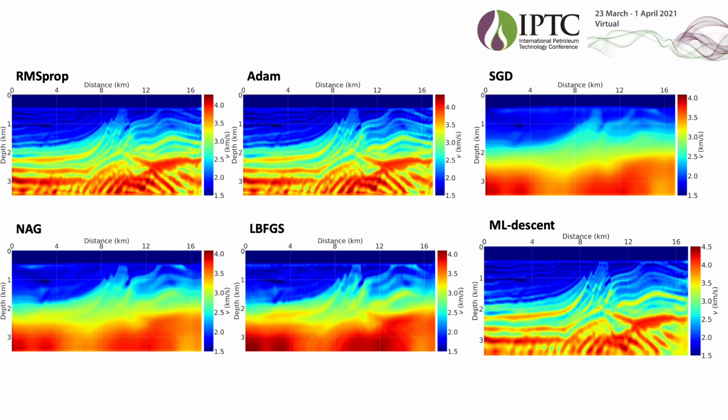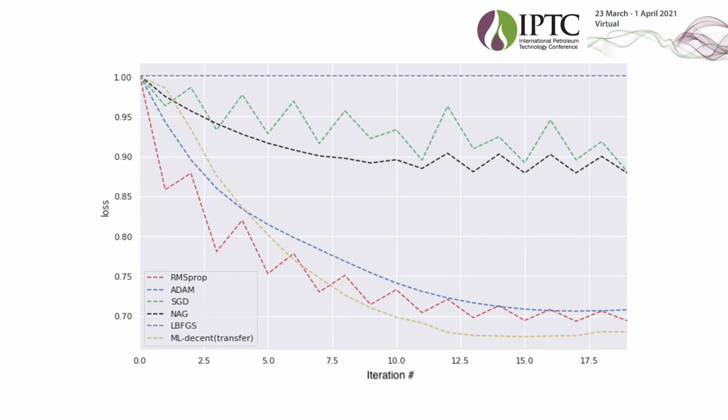Here we show the results by other optimization algorithms. We can see that ML descent is the best. MS Pro is good but has slightly lower resolution. The advantage of ML descent is further demonstrated with the misfit over iterations. ML descent finishes the inversion with the lowest residual.